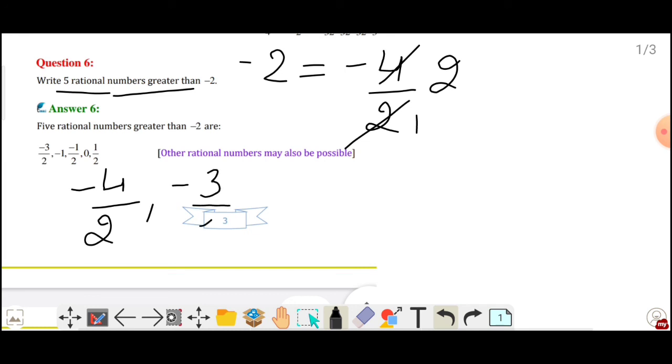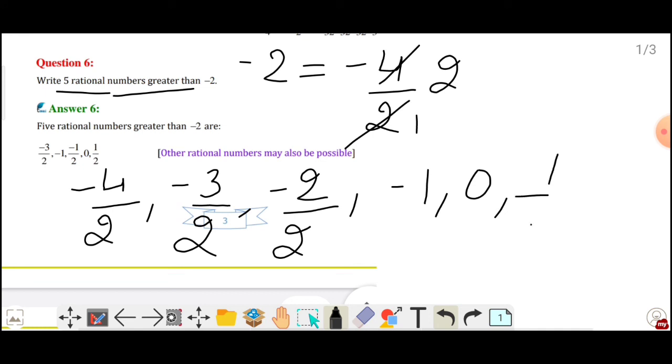The numbers greater than -4 by 2 are -3 by 2, -2 by 2, -1, 0, 1 by 2, 2 by 2. Sorry, 3 by 2 also. These are the answers.